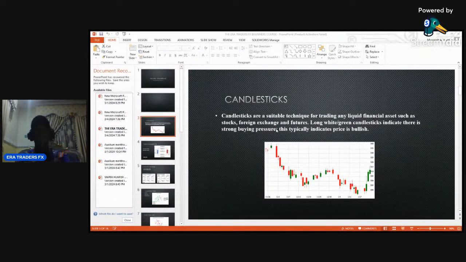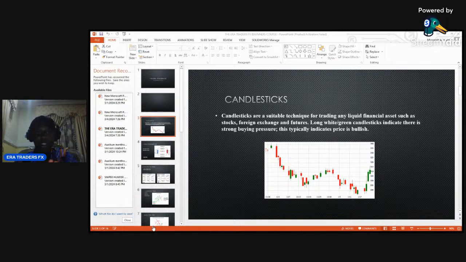Candlesticks are a suitable technique for trading any liquid financial assets such as stocks, foreign exchange, and futures. Long white or green candles indicate there is strong buying pressure. Let's just start from the basics. You see these green and red candles.